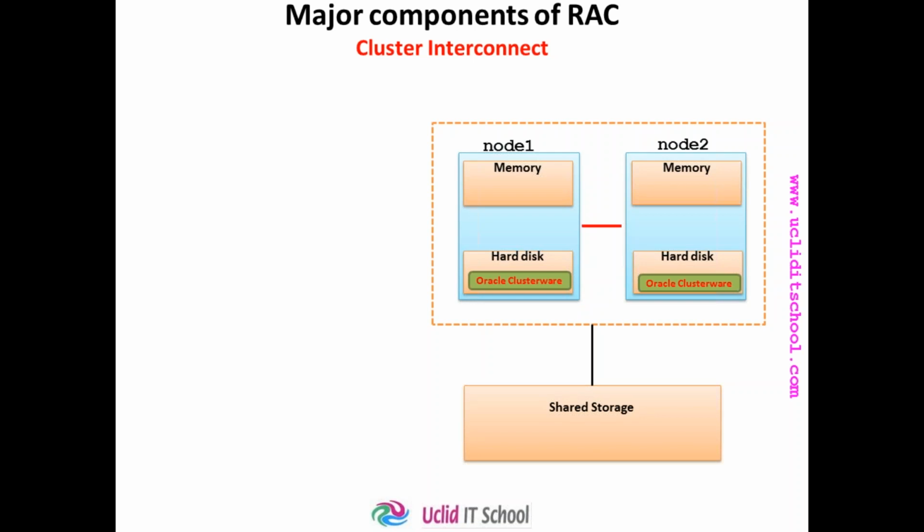Now you see in the diagram, this red line is your network, which connects node 1 with node 2, which allows node 1 to communicate with node 2, which allows node 1 to exchange data with node 2, or which allows node 2 to exchange data with node 1. Right? So it is a private network which connects every node with other nodes in the cluster, which allows every node to communicate with other nodes in the cluster.